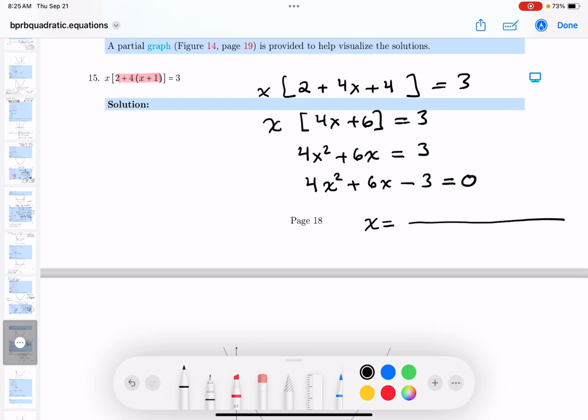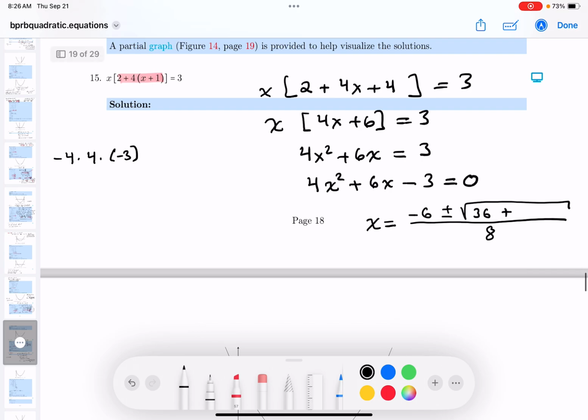What goes on the bottom? Twice the A. That's going to be 8, because the A is 4. The opposite of the B. What's the B? The B is 6, so it's minus 6, plus or minus. What do you get there? You get the B squared, which is 36. Then what do you get? Minus 4AC. Let me write this on the side. Minus 4 times A, that's 4, times C, which is minus 3. That gives you 16 times 3, which is 48. That's plus 48.